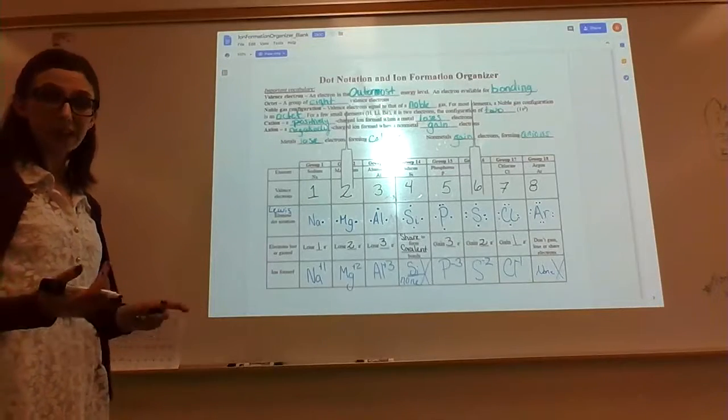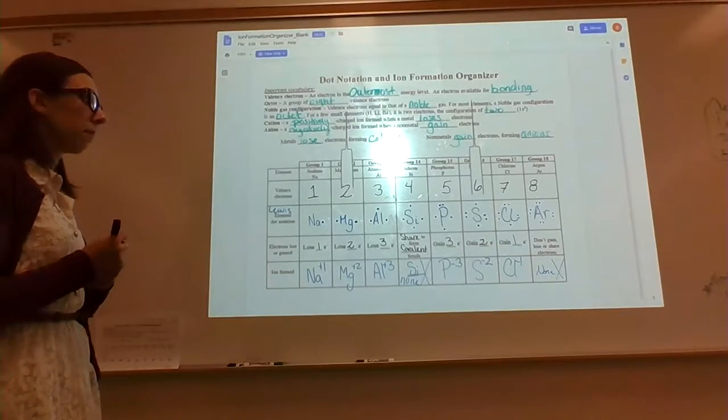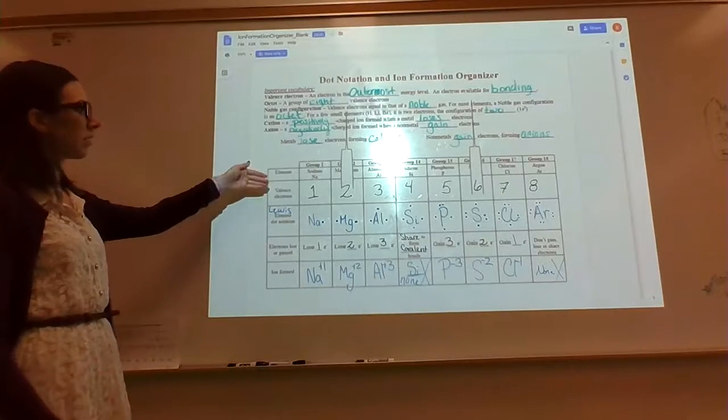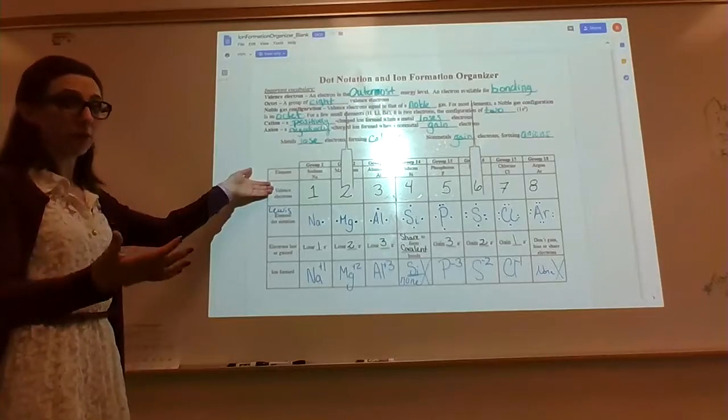And this is how you guys would fill out the chart. There will be one of these available also, like an answer key. But this is just to explain. So valence electrons are the outermost electrons.